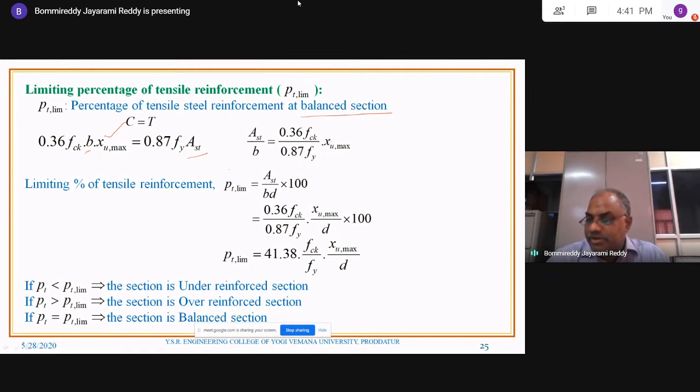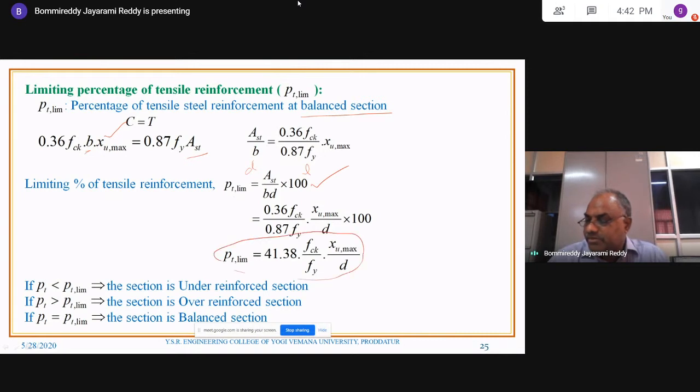Normally, what is the percentage of steel reinforcement? Percentage means Ast by bd into 100. This is called the percentage. But in the formula, you know Ast by b. Here we need bd, so multiply both sides by d. So 0.36 fck by 0.87 fy and xu maximum divided by d into 100. So ultimately this is a simplified value.